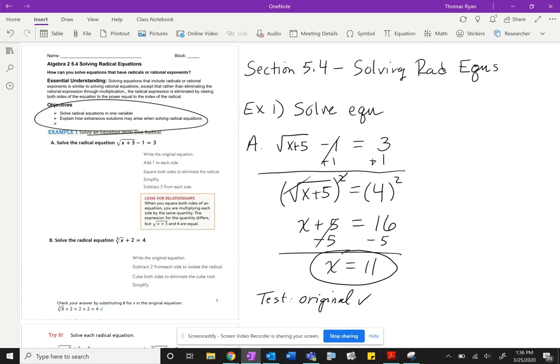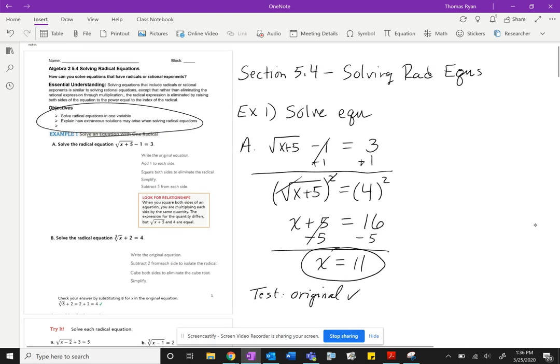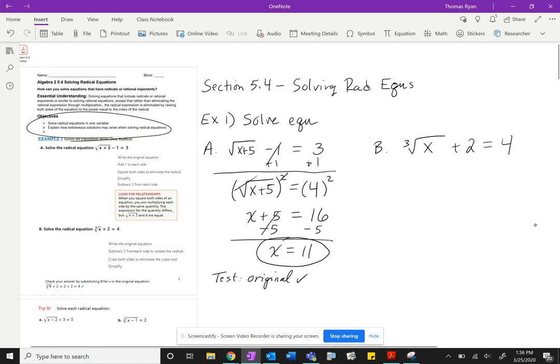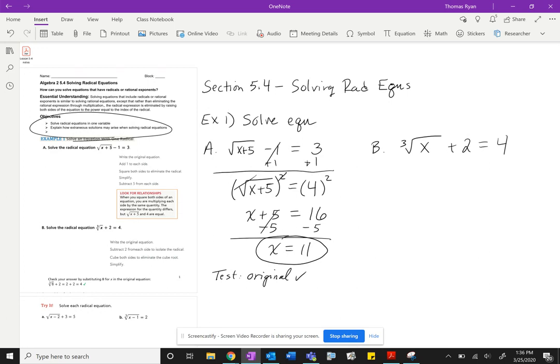Okay. Now I'm going to jump over to the side here. You can go beneath, however you want to organize your notes, you do you. So we're going to do part B over here. The cube root of x plus 2 is equal to 4. Once again, I don't care what type of radical we have, it doesn't matter. We're trying to isolate x. It's locked under the radical, so here we go. Subtract 2 to start things off here. Cube root of x is equal to 2.